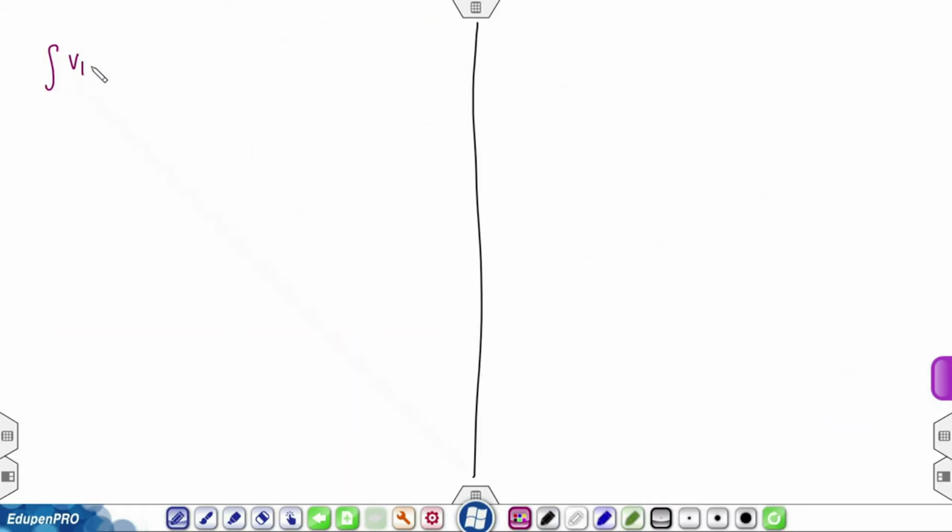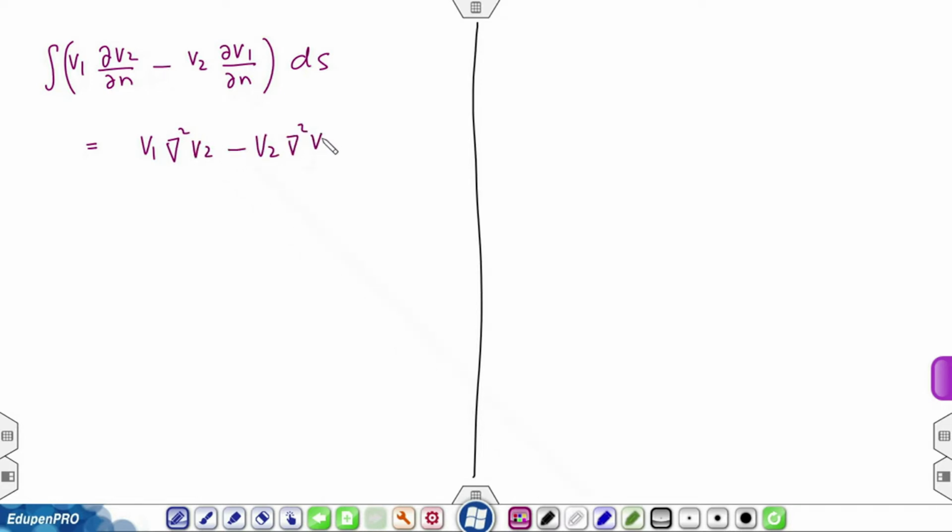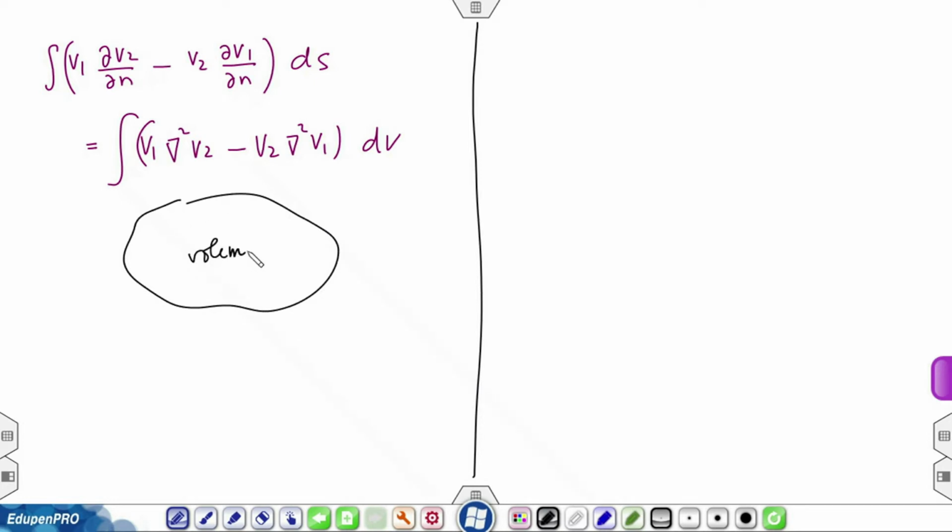The integration of V 1 dV 2 by dn minus V 2 dV 1 by dn ds is equal to the integration of V 1 grad square V 2 minus V 2 grad square V 1 dV for a given volume. And let me again remind you that this n means I am taking this derivative going out.